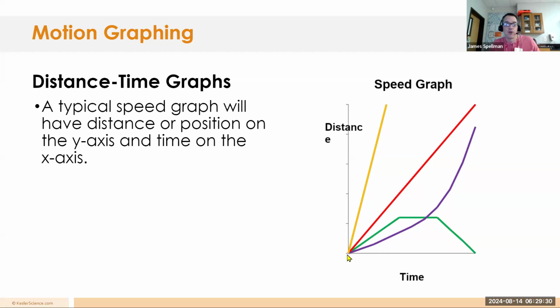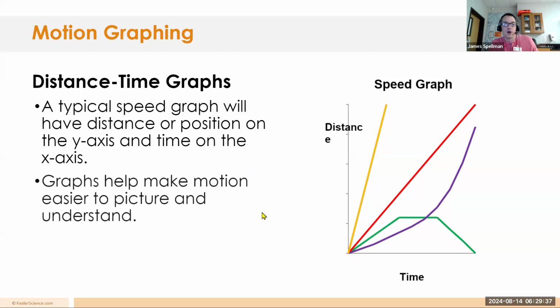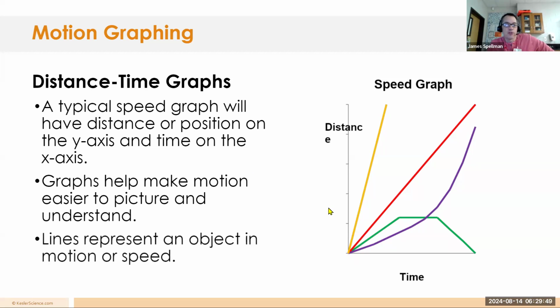So at the very bottom of our graph is going to be our 0. This is where something would start. And as we move up, it's moving away. So they help us to see motion and be able to make some comparisons and make things a little bit easier to understand. By the time we're done, hopefully you can interpret each of these 4 lines pretty easily as to what the motion would be for that object.